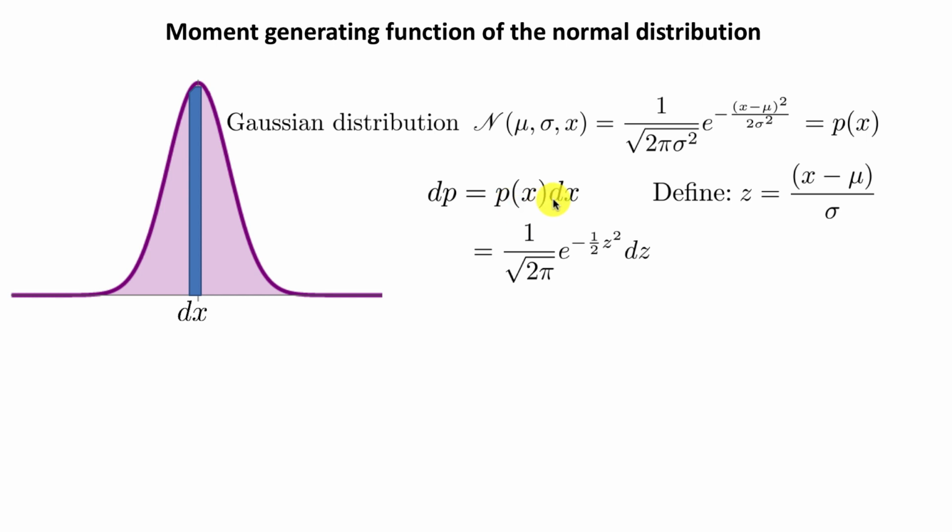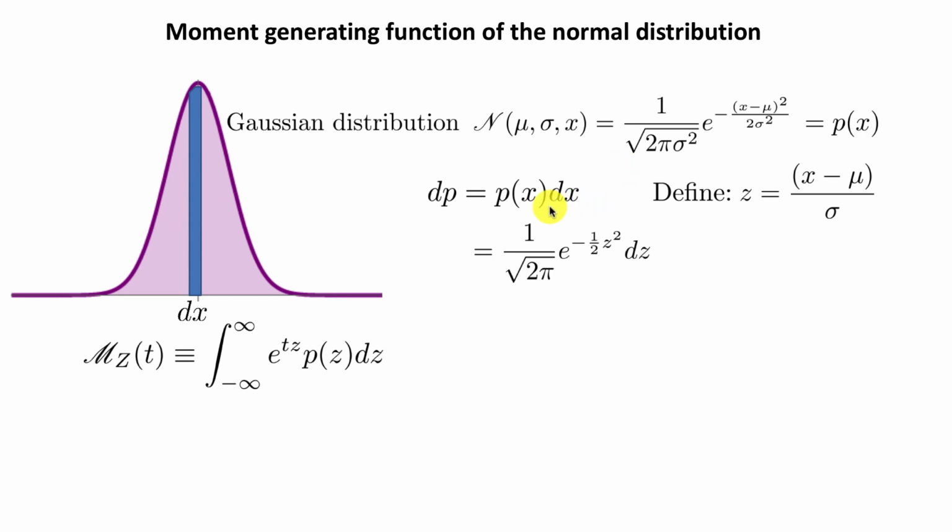However, you see over here that we have dx. And now dx is equal to sigma dz. And so that sigma and the sigma over here, remember this is sigma squared under the square root, so that's sigma. So those sigmas cancel, and so we get dp as equal to this thing times dz. And that, you will agree, is quite a bit simpler than what we have over here.